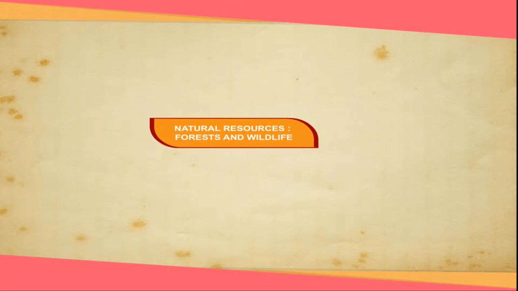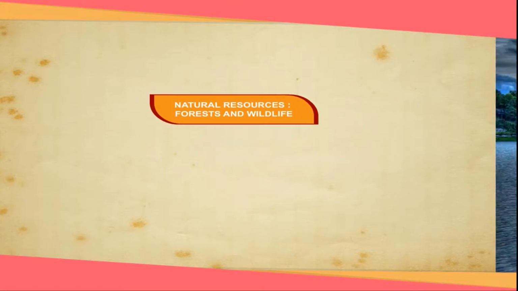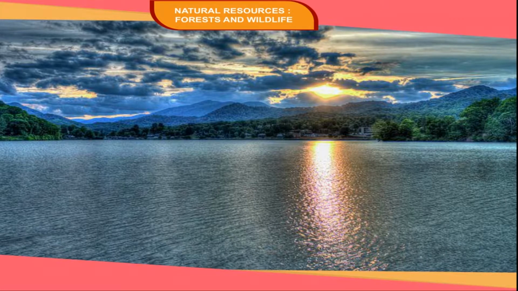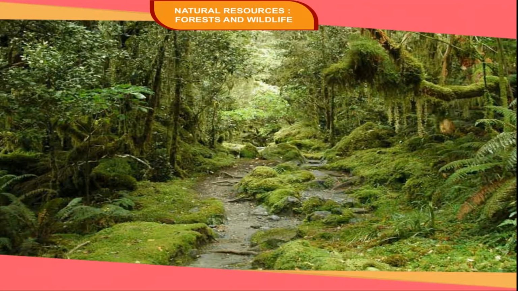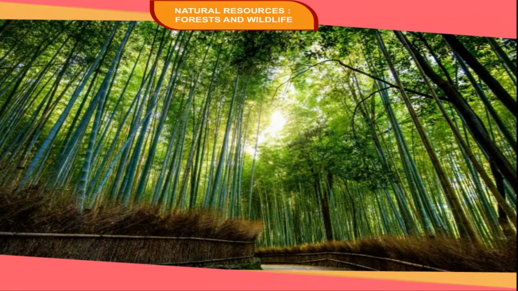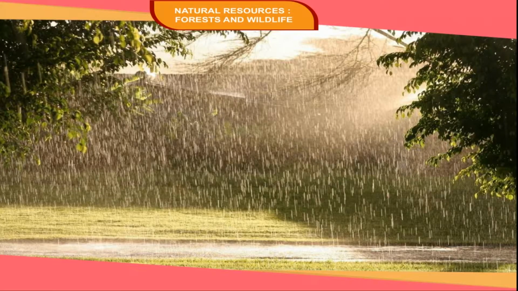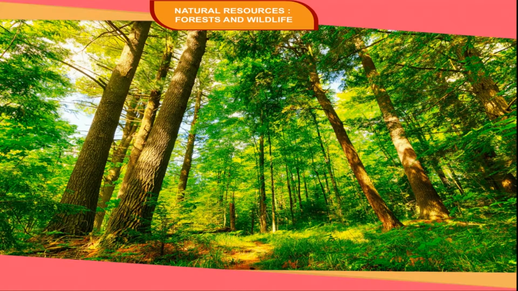Natural resources: forests and wildlife. Natural vegetation is considered the greatest natural resource. Natural vegetation refers to plants growing naturally in any region, controlled by the climate of the region. The vegetation in different parts of the world is affected by the amount of sunlight and the amount of rainfall. The altitude affects the climate, which further affects the growth and type of vegetation.